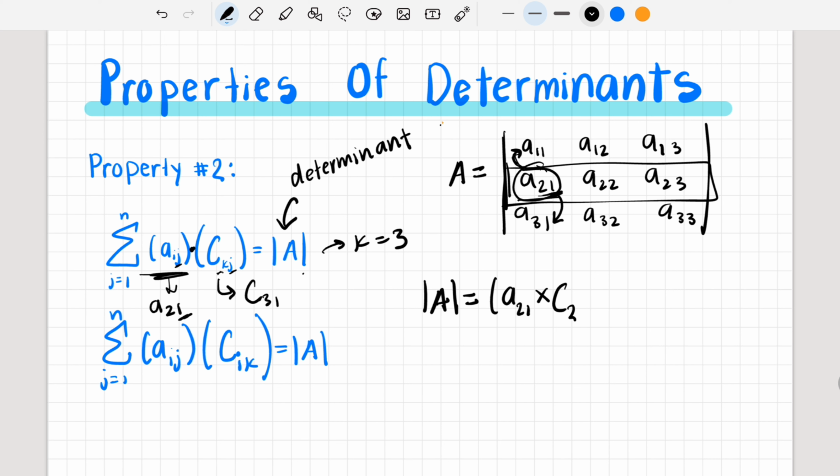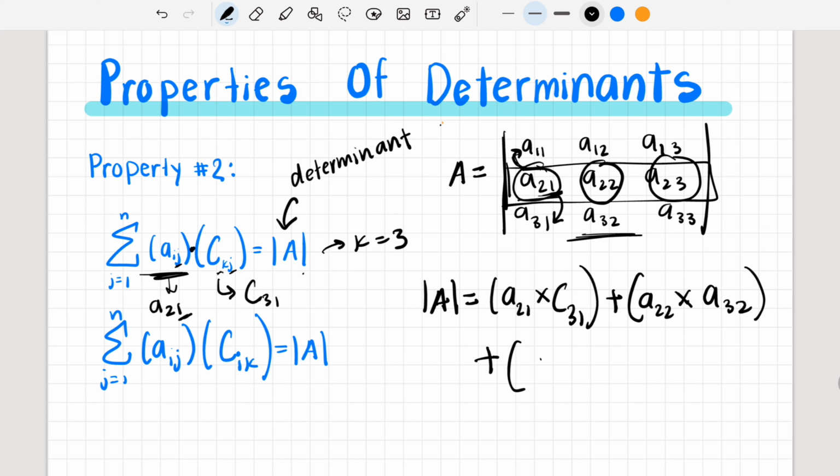So then we take the cofactor of 3, 1, plus, we go back to the next element of that second row, a2, 2, and then since our k is 3, we go to the third row, and the same column, it has to be the same column, a3, 2, plus, next term, a2, 3, multiplied by the element right below it, a3, 3, because k is 3. And that will be our determinant.